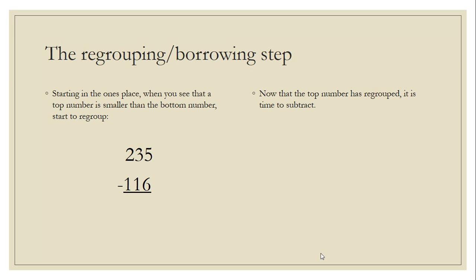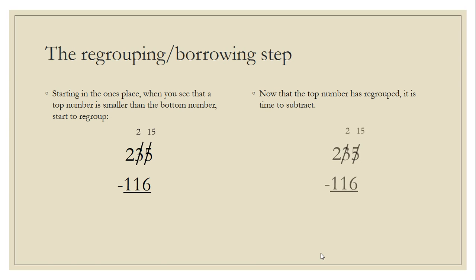Starting in the ones place, when you see that a top number is smaller than the bottom number in subtraction, you have to start to regroup. In this example, 5 would need to regroup because 5 is smaller than 6. So you would cross that out, cross out the neighbor that is a 3. The 3 now becomes a 2 and gives 10 to the 5, making him 15.